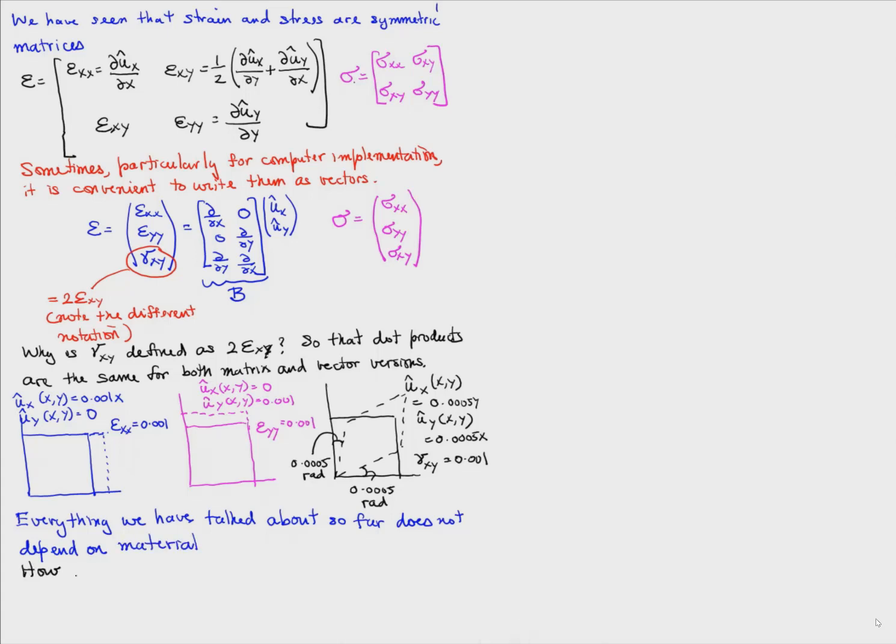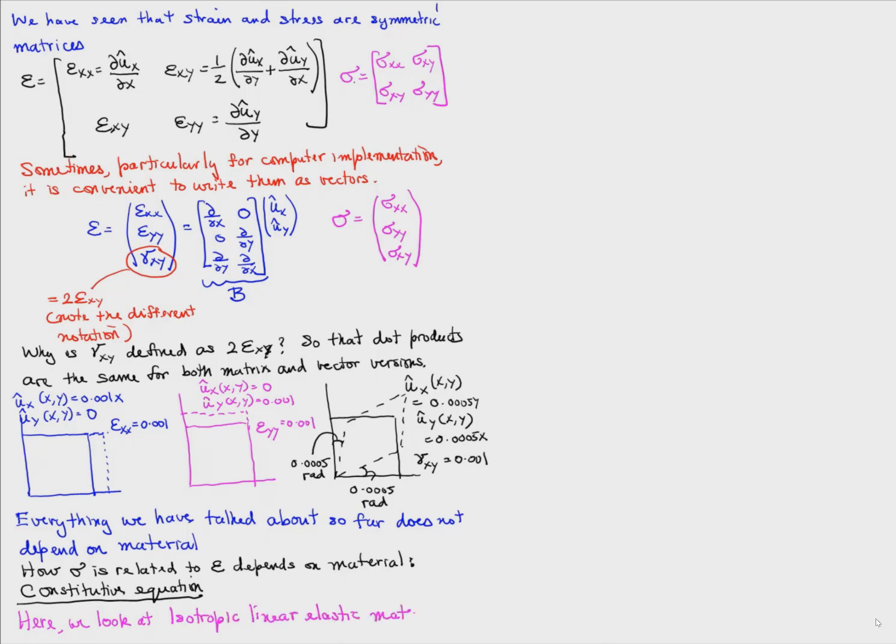Now the question arises, how is stress related to strain? This depends on the particular type of material, and the stress-strain relationship is called the constitutive equation, as we remember from our previous videos. In this assignment, we'll look at isotropic linear elastic materials. So we'll see what this means.